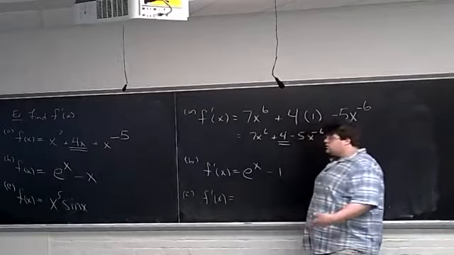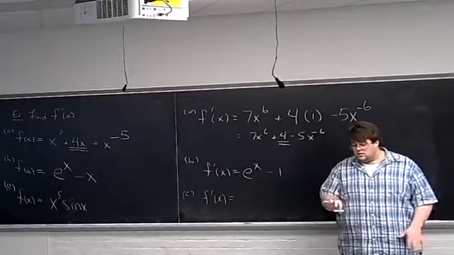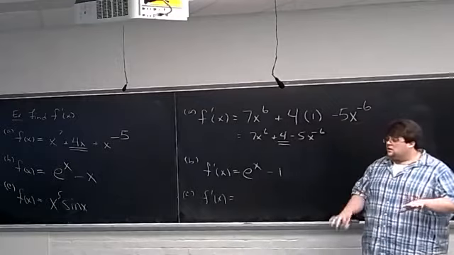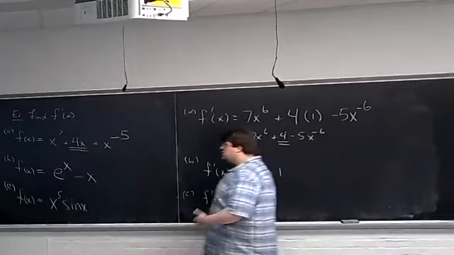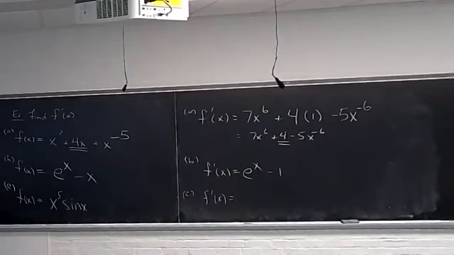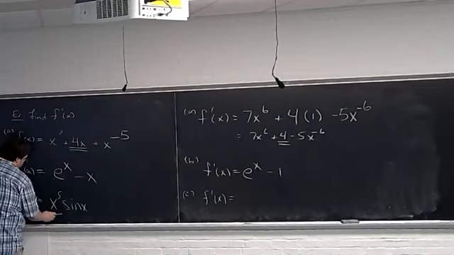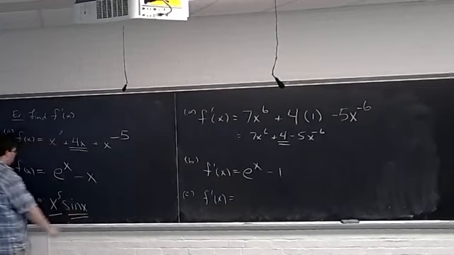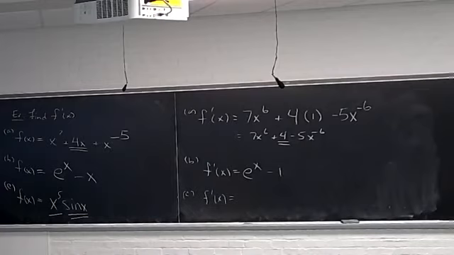Well, this is our first product. We have something with x's times something else with x's. How can we take that derivative? Well, the product rule says we can't just do it one piece at a time. We need to follow the product rule, which says the derivative is derivative of the first times the second, plus the first times derivative of the second.